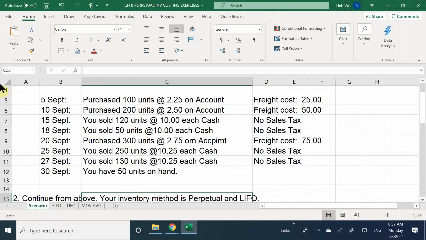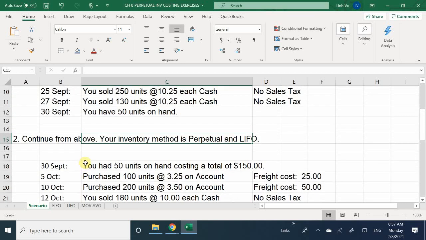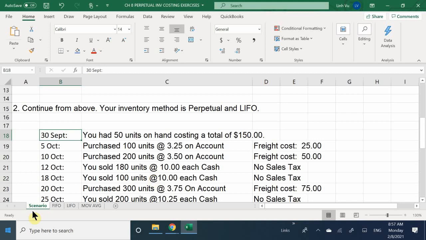So let's go ahead and see what happened next. We're going to be moving on to a new inventory worksheet. What it says here for number 2 is we're going to continue from the above, okay? Your inventory method is going to be perpetual, and it's going to be LIFO this time, right? Here it gives a little information saying that the beginning inventory is 50 units on hand costing a total of 150, which we validated is true.